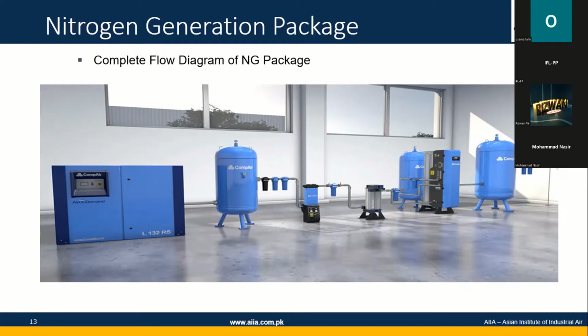And after the wet dryer, there is a filtration system, and then there is a dryer. And after the dryer, you put the dry air receiver, and that dry air receiver gives the compressed dry air to the inlet of the nitrogen generator. From the nitrogen generator, you can produce your own gas according to your own requirements.